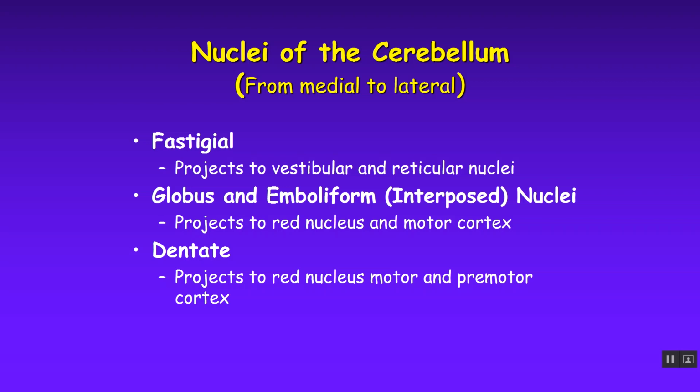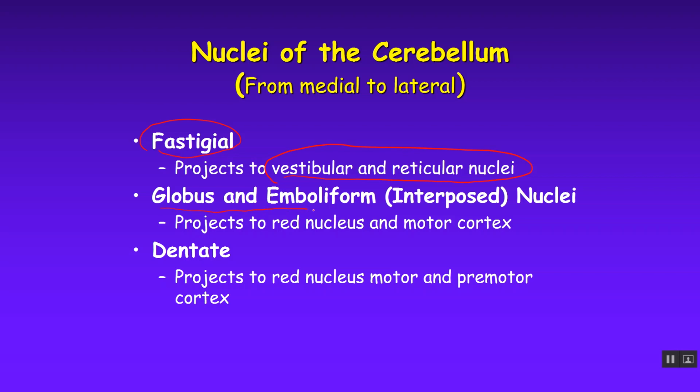So starting from medial to lateral, so the most medial nuclei to the most lateral, you start with the fastigial nucleus. The fastigial nucleus projects to the vestibular and reticular nuclei, which influence the vestibulospinal and reticulospinal tracts. Those are basically all part of your medial activation system, okay? Especially for the head, neck, okay? We'll show you here in a second how that's all connected.